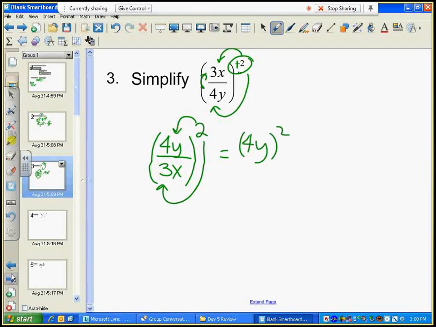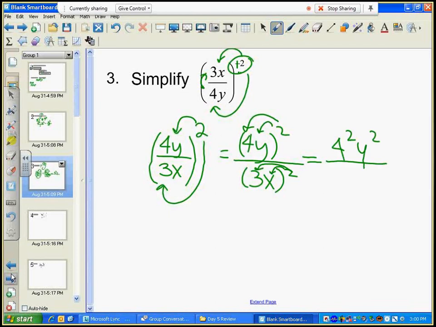4y to the 2nd power over 3x to the 2nd power. Now I'm going to use my Badoop-Badoop rule, as one of my classes affectionately calls it. When I simplify, I end up with 4 squared times y squared, all over 3 squared times x squared, which ends up being 16y squared over 9x squared.